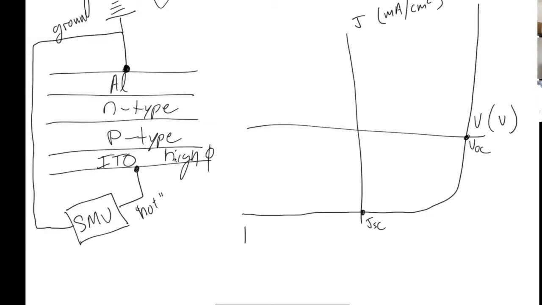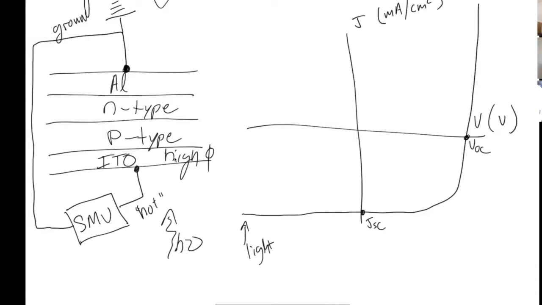This is the light curve, by the way, where the light comes in through the bottom of the device. So this is h nu for light. And we draw it in this manner.